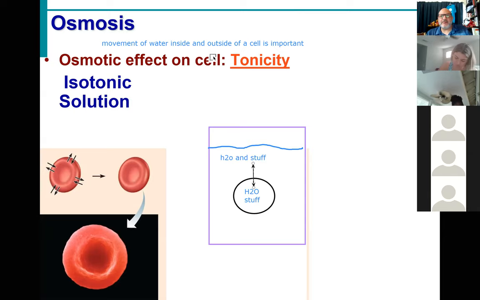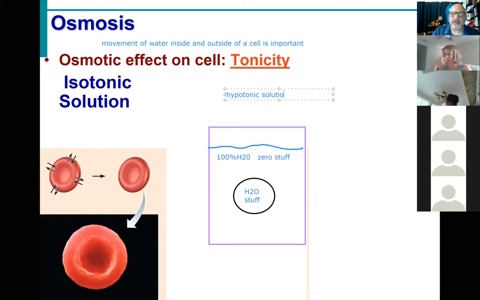If instead, as I mentioned, we use that bottle of Aquafina, that Aquafina is basically just water. 100% water and zero stuff. If we put a cell in an environment where there is nothing but water and no stuff, what's going to happen here? You're absolutely right. We would call this a hypotonic solution. And in this hypotonic solution, what would happen?